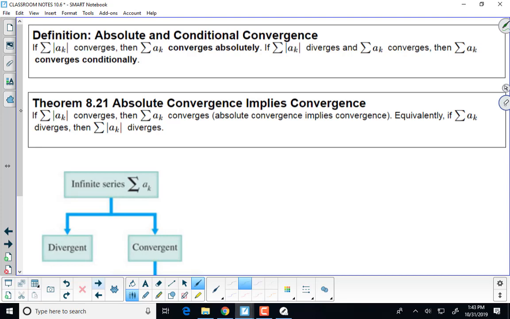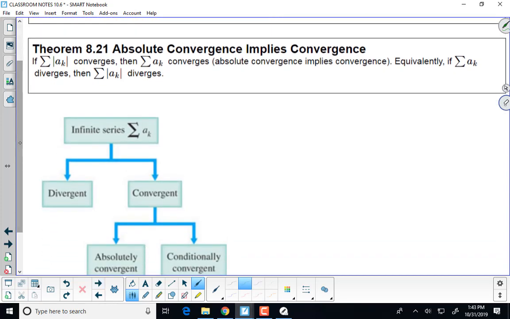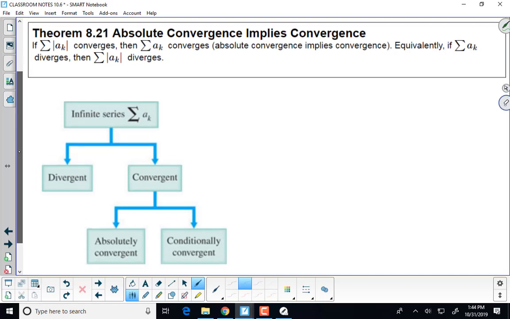Okay, so the first thing: if you have a series with all positive terms, it makes no sense to talk about absolute and conditional. If the terms are all positive, either it converges or it diverges. There's no other way to classify the convergence. And we don't ever classify divergence. We just say the series diverges. So classifying convergence is for when you have a series that has negative numbers in it somewhere, in particular, an alternating series is a good example.